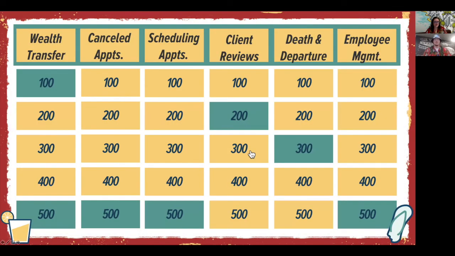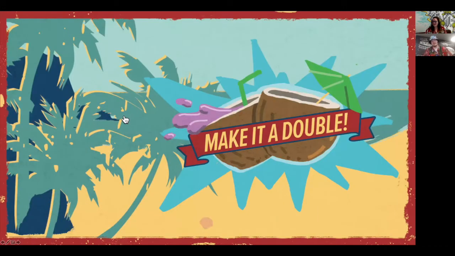All right, I saw canceled appointments for 200 come in 3 times, so I think that's where we're going to go next. Canceled appointments for 200. Oh, it's a double. Oh, double time. Haley, cheers. Cheers. That means double points.